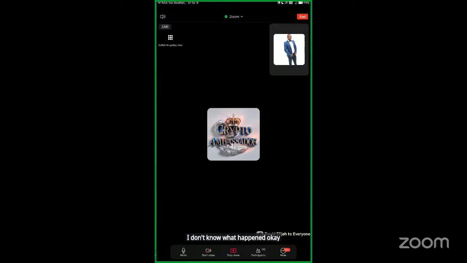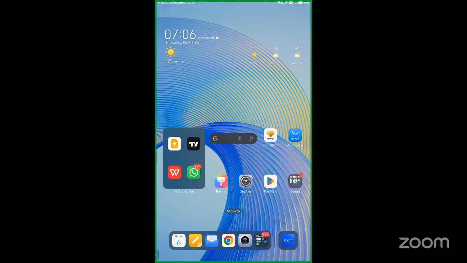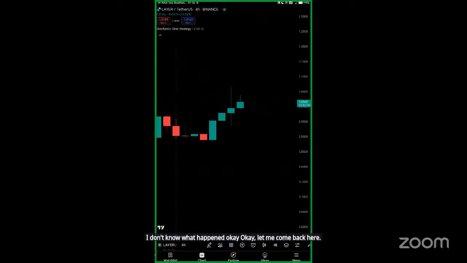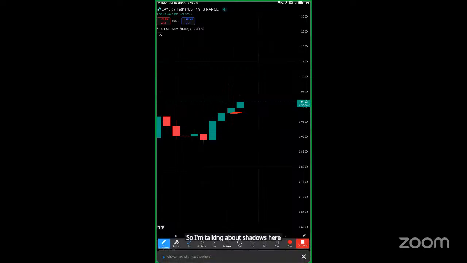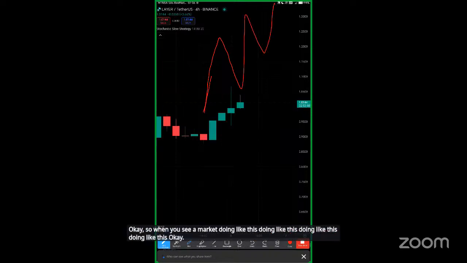Okay, let me come back here. So I'm talking about shadows here. This candle, the upper shadow is longer than the lower shadow. So in this scenario, it is buyers that flex their muscle to the top. Buyers push prices up. Sellers push prices down. So when you see a market doing like this, where it has gone high up, it is buyers. Where it has come down, it is sellers.